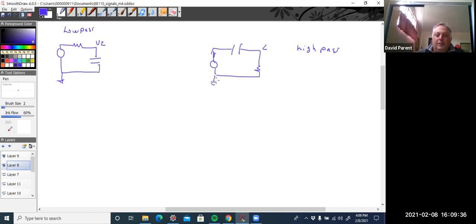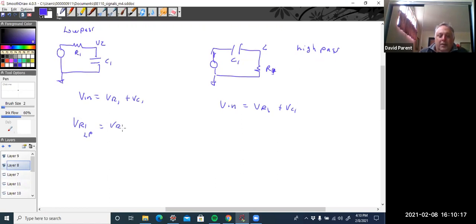And this is the high pass, right? Now, notice that in this circuit, this is linear. It doesn't matter the order, right? Vn equals Vr plus Vc, right? Here, it's Vn equals Vr1 plus Vc1. It doesn't matter the order, right? And the device voltages, Vr1 low pass equals Vr1 high pass, right? Vc1 low pass equals Vc1 high pass, right?